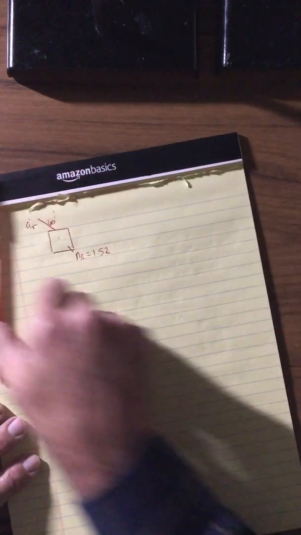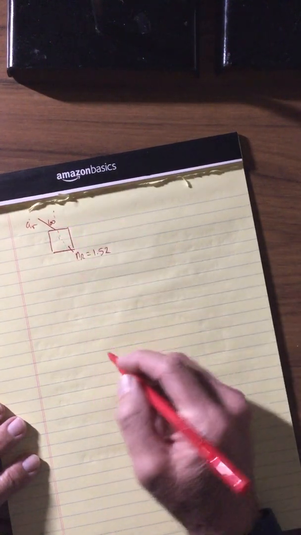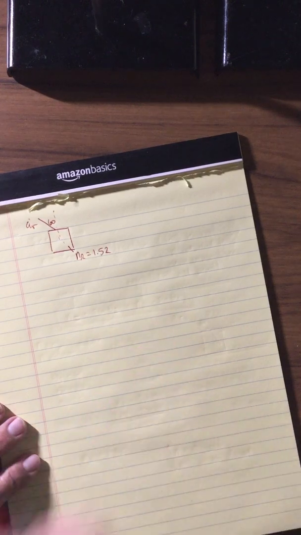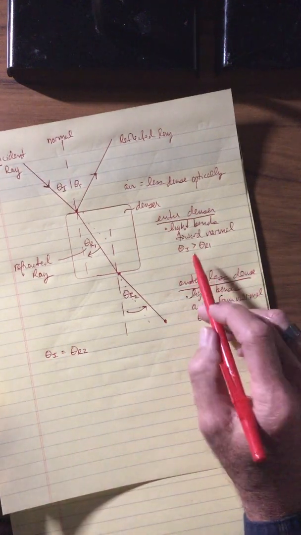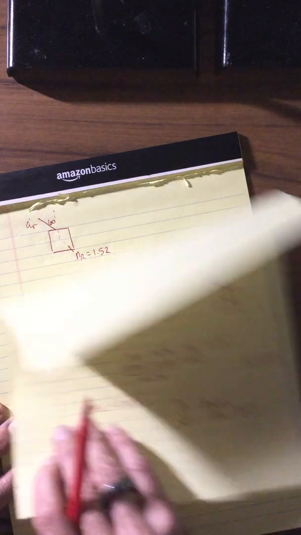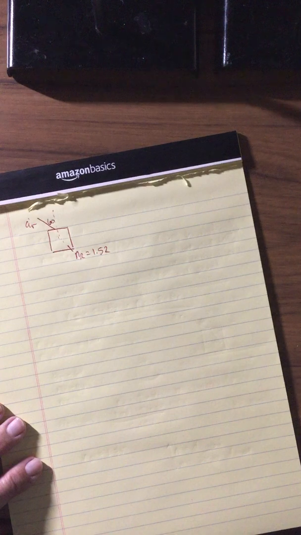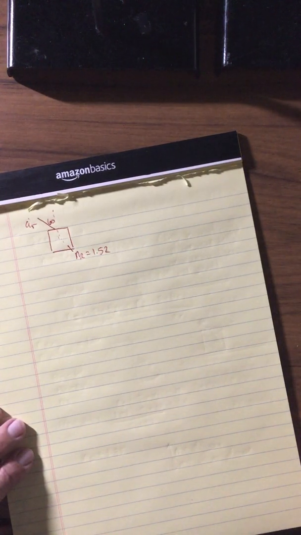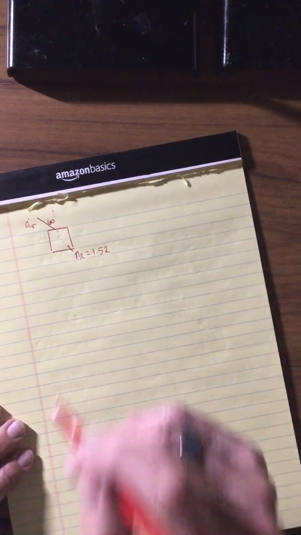So now that we have a larger index of refraction, can you guess what's going to happen to the refracted angle? If you increase the index of refraction and you have a denser material, it's going to bend the light even more. So in the previous example, it went in at 60 and came out at 40, so we should be looking for an answer that is less than 40.